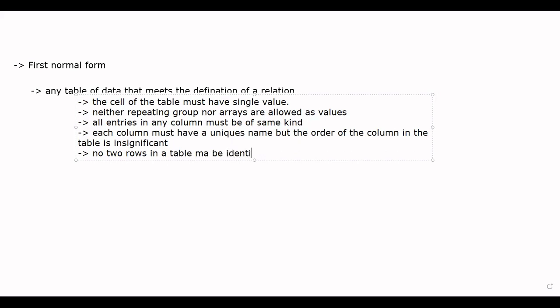No two rows in the table may be identical. Ma'am, can the last two rows in the table be identical or not? May be identical.